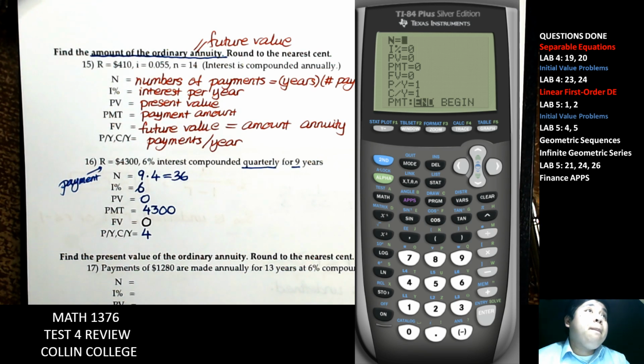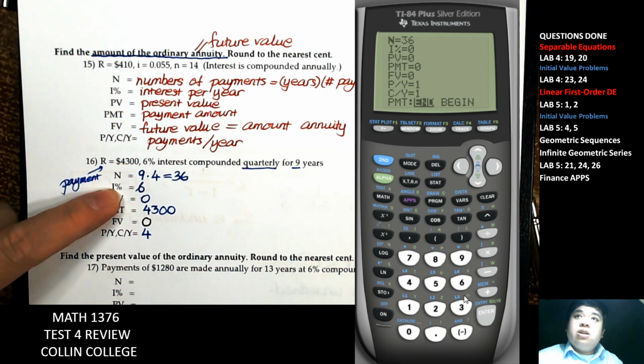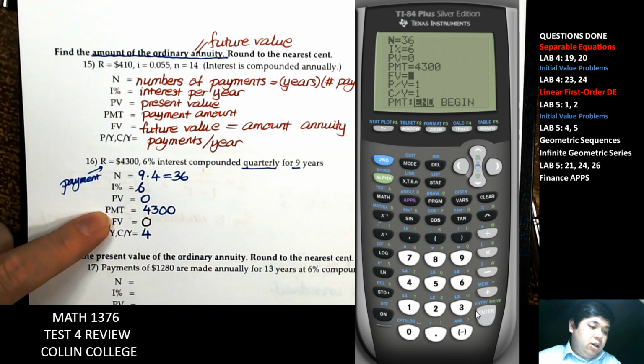Right. Now, we can put in the calculator. The number of payments will be 9 times 4, which is 36. Interest is 6%. Present value we don't have any. We make the payment of 4,300. Each payment, future value, leave that as 0, and 4 times a year.